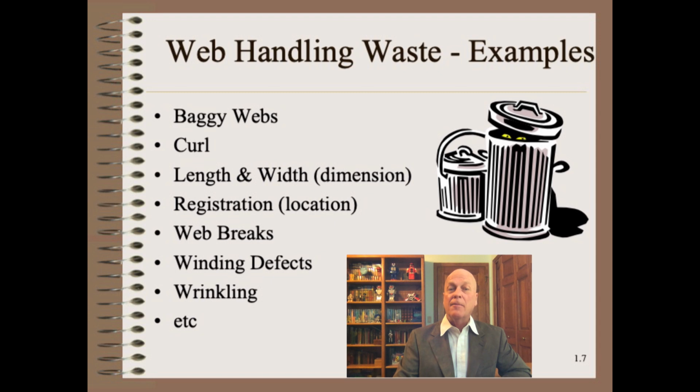Perhaps if you had carpeting or steel, maybe it might be that easy. However, even tough materials like carpeting and steel have web handling problems, including wrinkling and web breaks. Look at this list of troubles, including baggy webs, curl, dimensional control such as length and width, position control such as registration, web breaks, winding defects, and wrinkling.